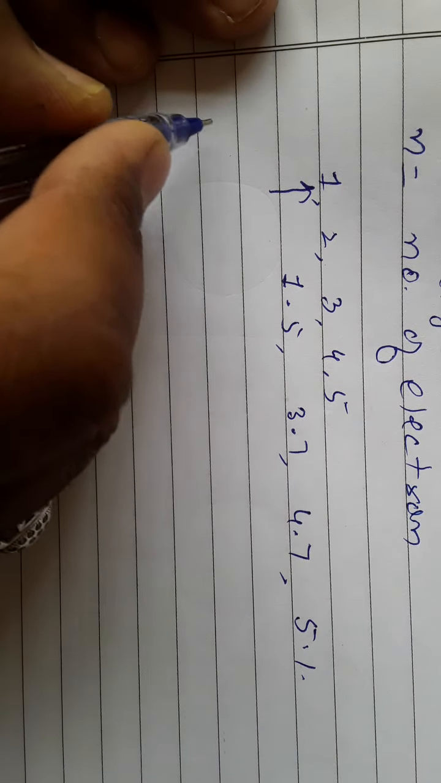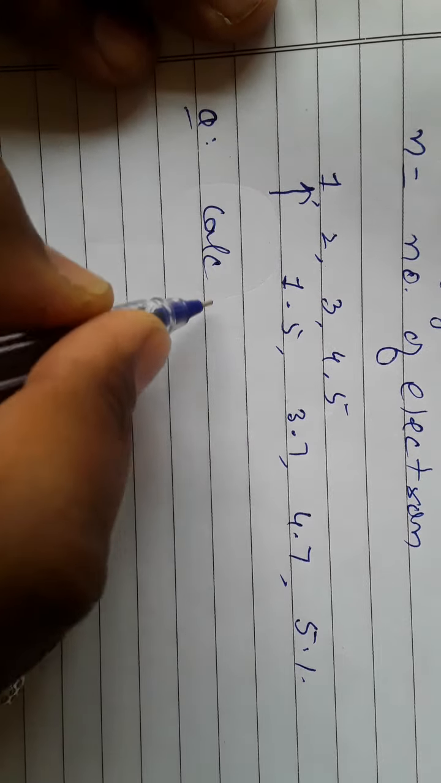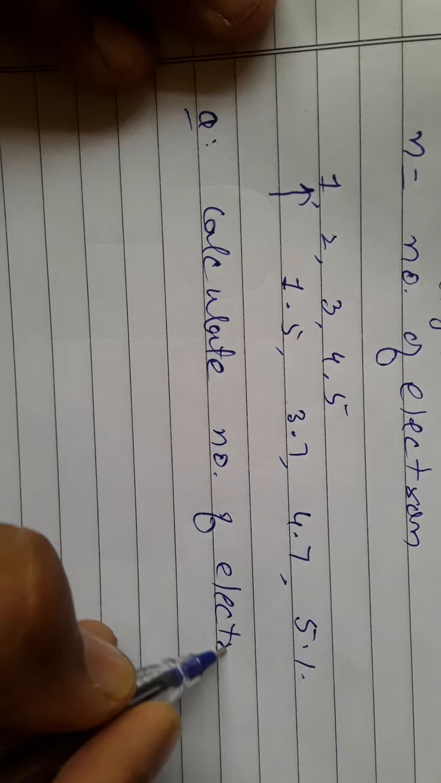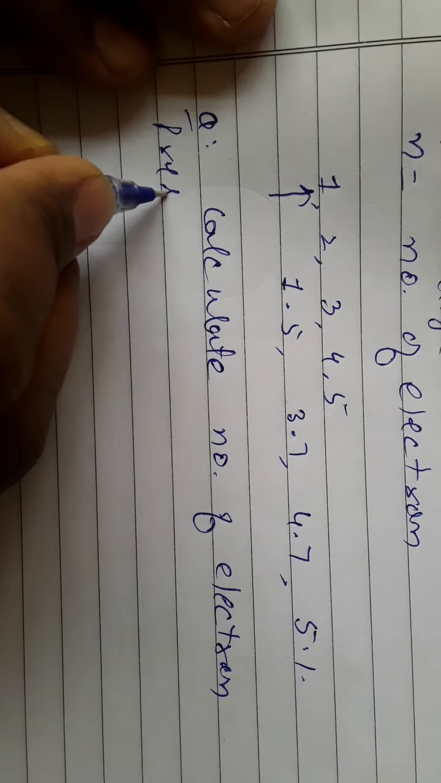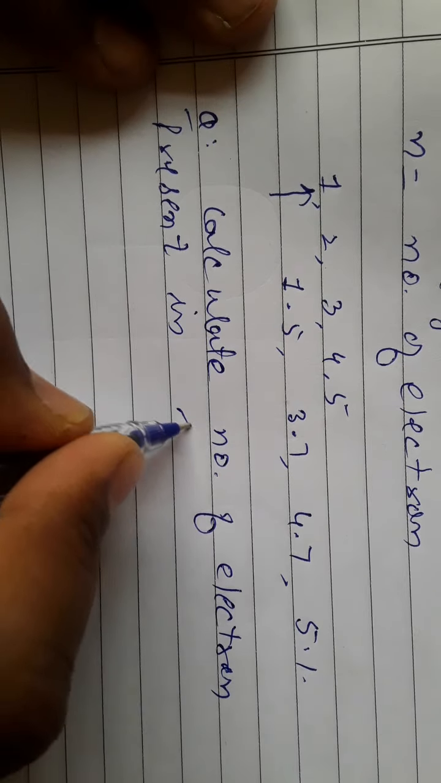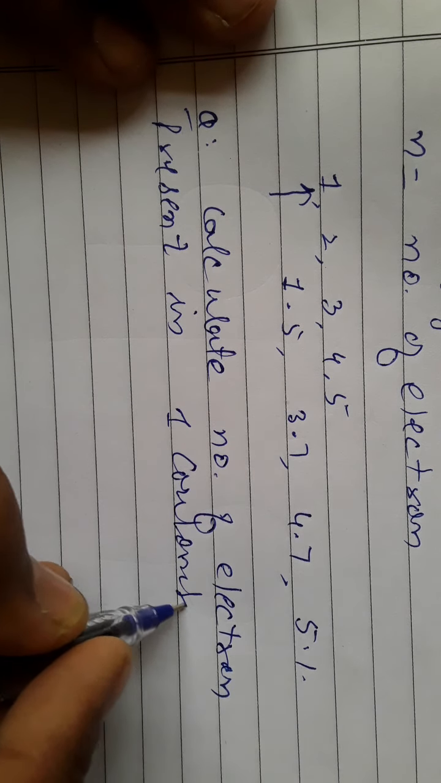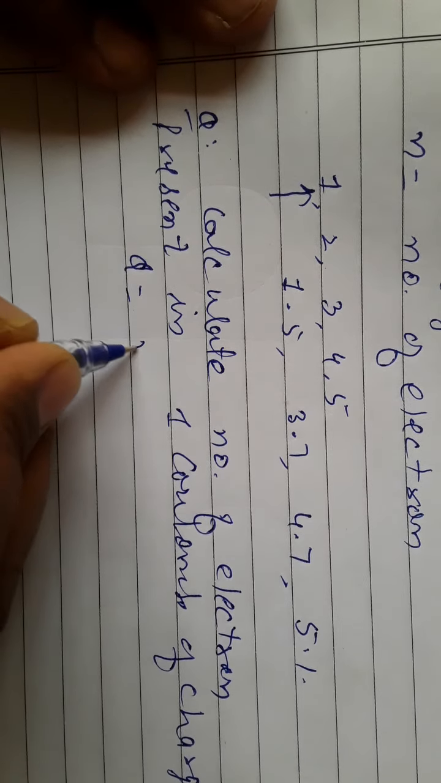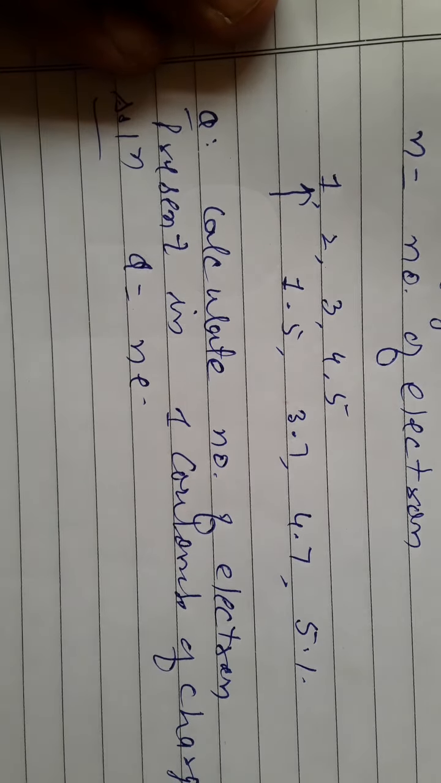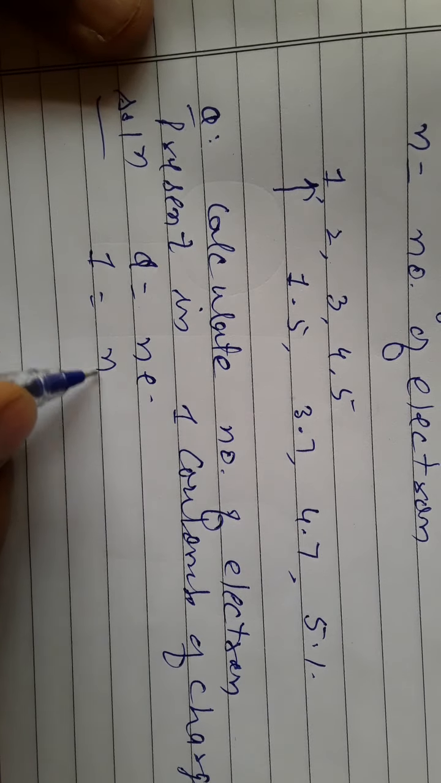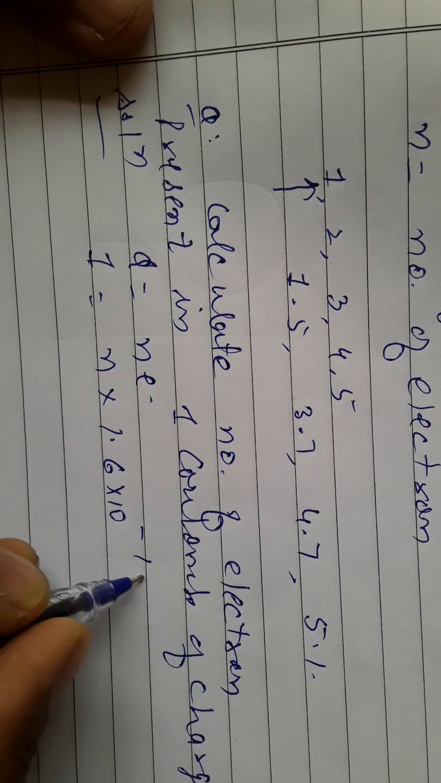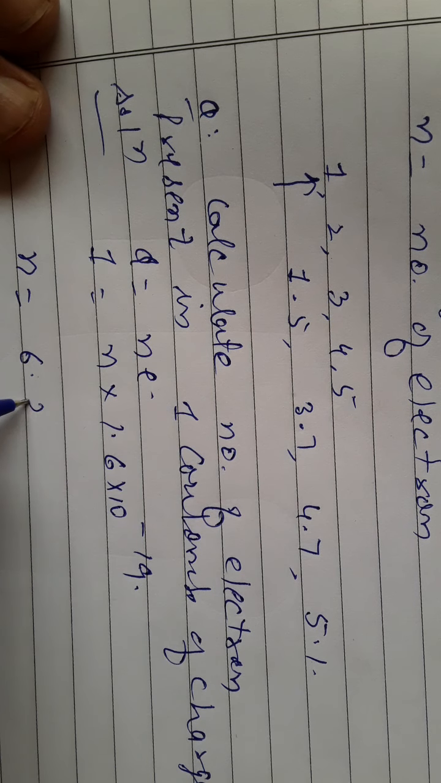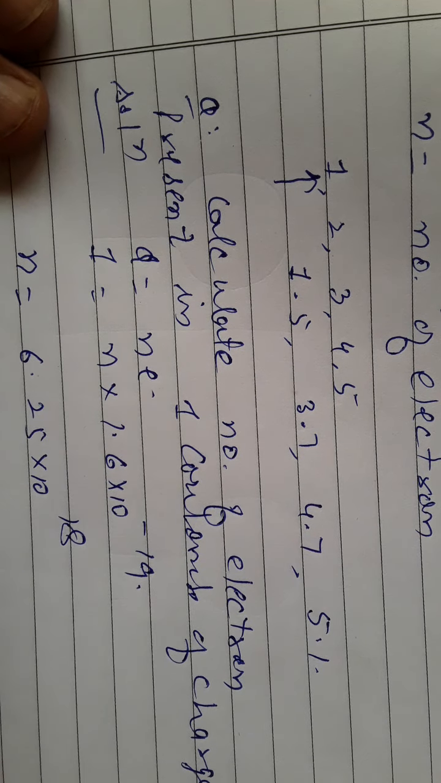So we can do a question on this. Calculate number of electron present in 1 coulomb of charge. So we can write here Q is equal to Ne. Q is 1, e is 1.6 into 10 power minus 19. By solving this, we get N, that is 6.25 into 10 power 18. This is the answer.